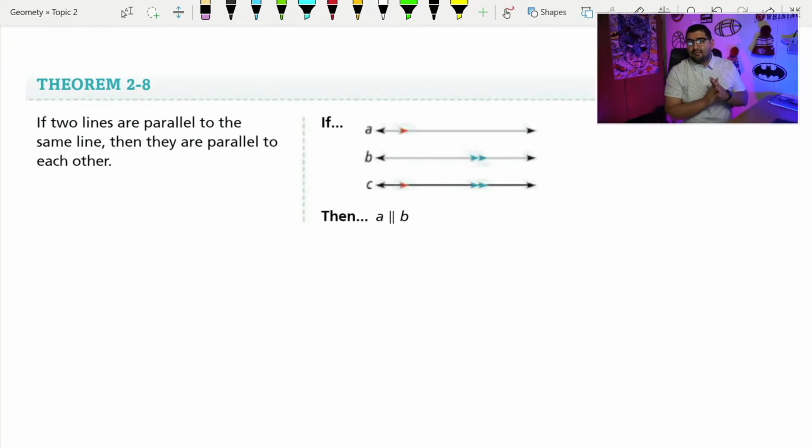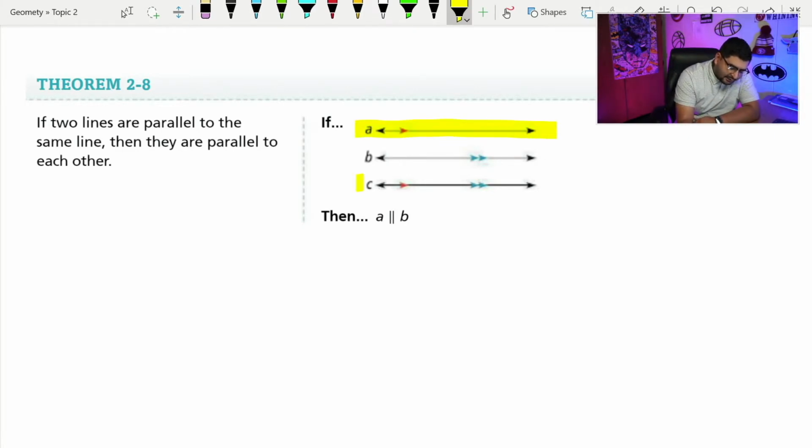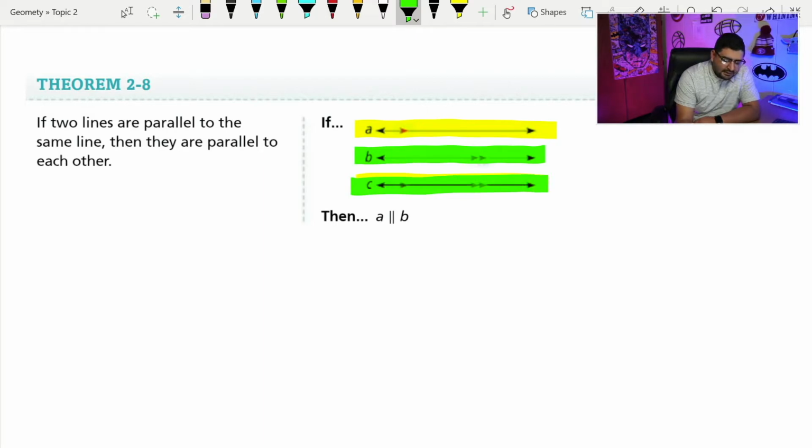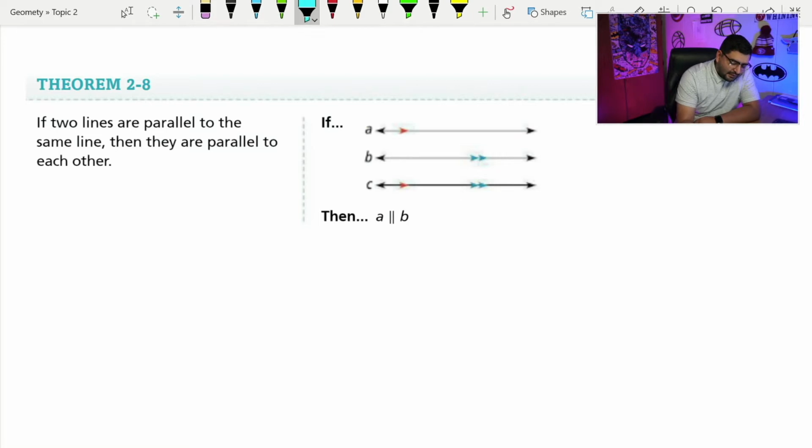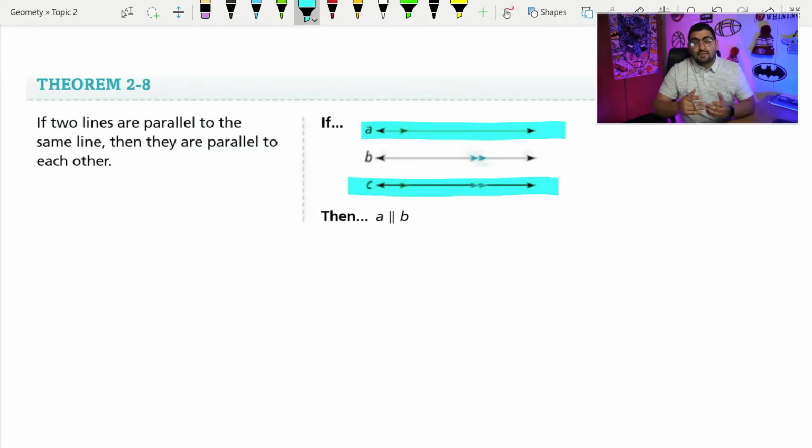So here we have our first theorem, which states, if two lines are parallel to the same line, then they are parallel to each other. So for example, if I know that line A is parallel to line C, and on the other hand, if I know that line B is also parallel to line C, then I know for a fact that these two lines, lines A and B, have to be parallel. Or in other words, all three of them are parallel to each other.